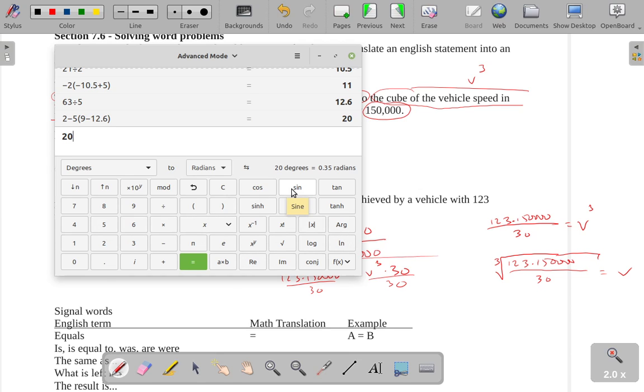I'm going to take this stuff and raise it to the 1/3 power. That's a way to do a cube root. You don't really need to know that. That's why I say this is a little above what you can do, but whatever. The general process should be hopefully familiar. 123 times 150,000 divided by 30. That's the stuff inside the cube root. And I want to raise that to the power of 1/3. That's taking my cube root, and that gives me 85.04.